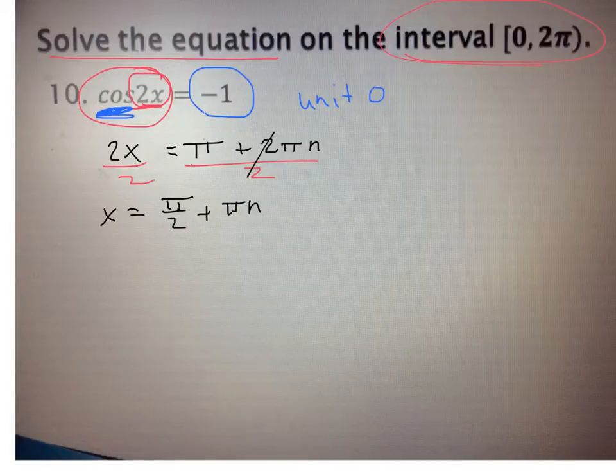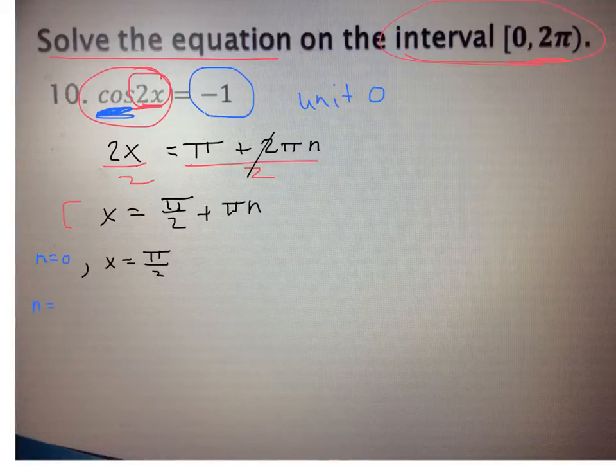So if they were asking me for an infinite number of solutions, I would stop here and be done. But they want me to list all of the angles on this interval. So I need to start with n equals 0, so I don't add any extra rotation in. What would my x be? Well, that means my x would be pi over 2 plus, well, nothing if I plug in 0 for n. So that's one of my answers.